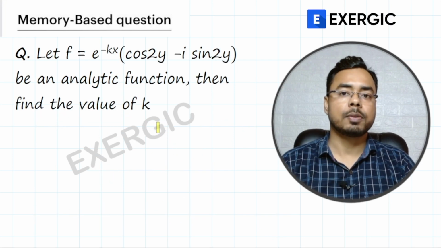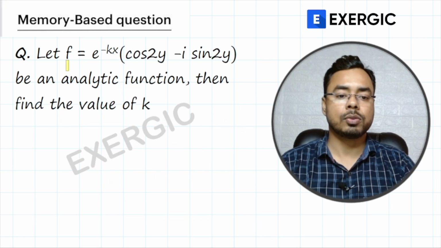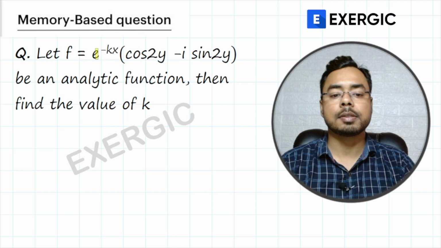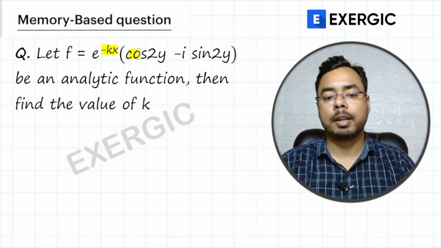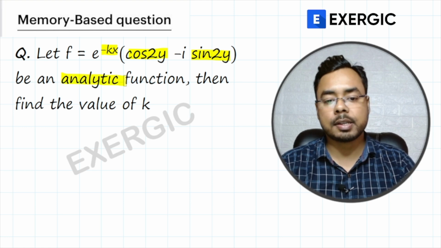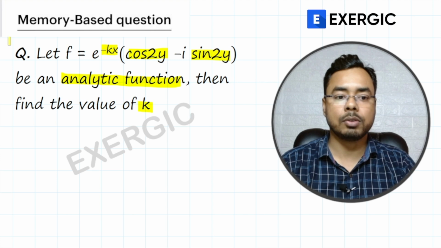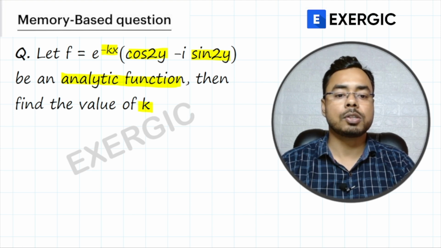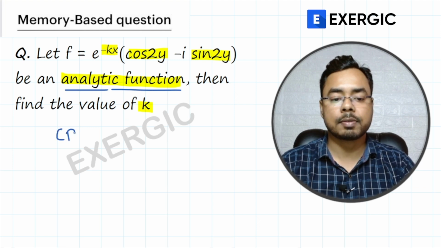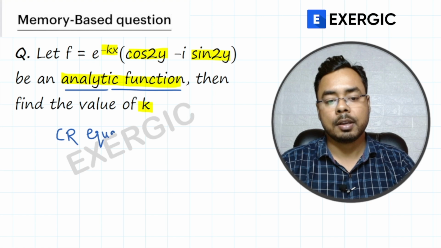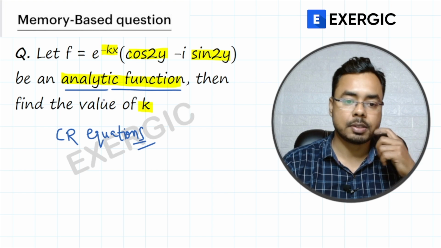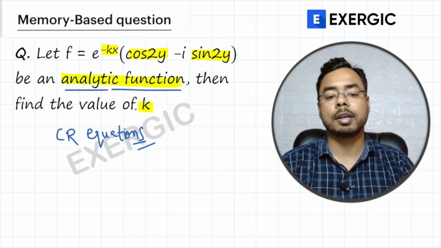Now the next problem is from complex analysis, right? This question was based on Cauchy-Riemann equation. Here it is given that f is this function e to the power minus kx multiplied by cosine 2y minus iota into sine 2y. And it is given that this is an analytic function, so we have to find the value of k. Now the moment you see this word analytic function, it will always satisfy CR equations, right? So here using CR equations, we had to find the value of this constant k. Because the function is analytic, it will satisfy the CR equation.